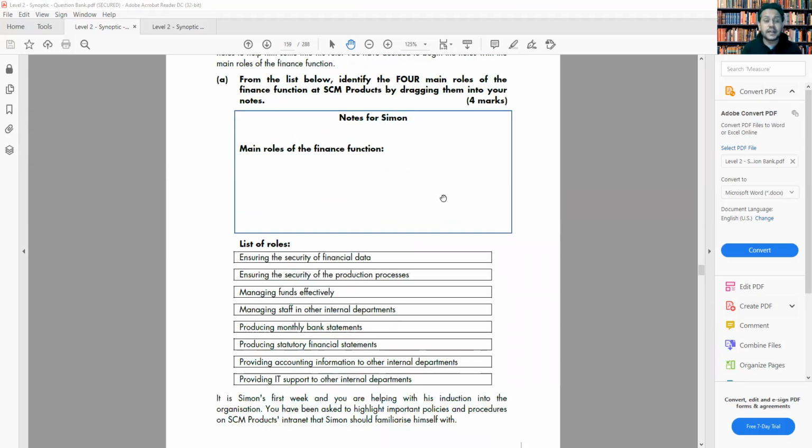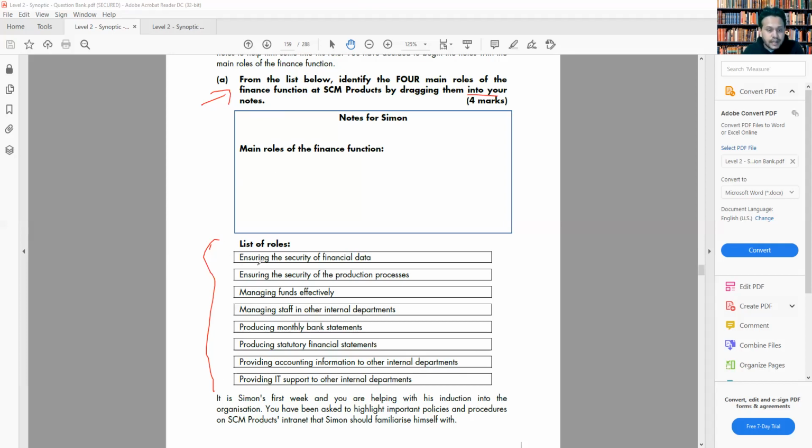So we have to know what the main roles of the finance function are. It's nothing new, but if you quickly revise your finance paper once again, you'll be clearer. I'm sure it's not very difficult to remember the roles of finance. They are saying: from the list below, identify the four main roles of the finance function at SCM Products by dragging them into your note. So I have to drag four. Let's see which ones are relevant to finance.